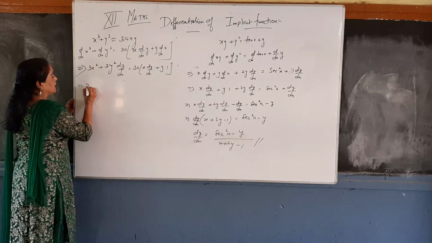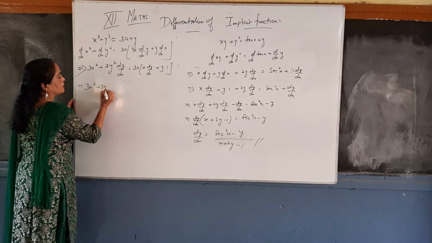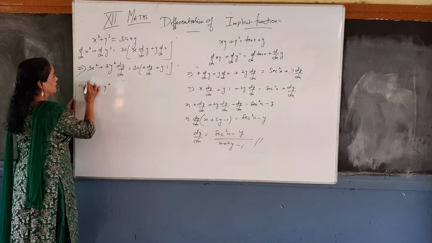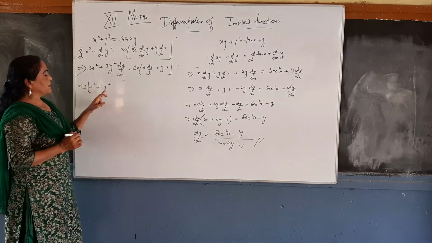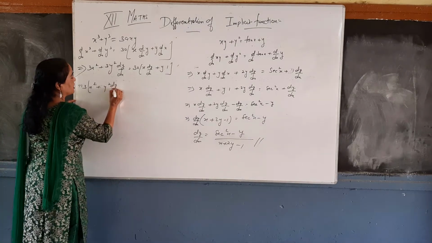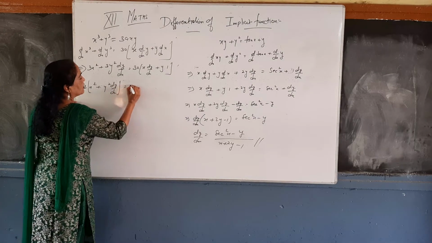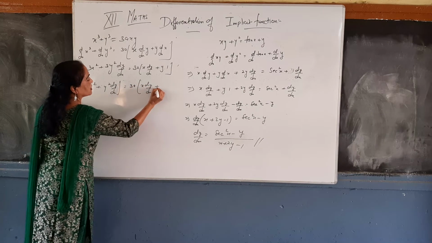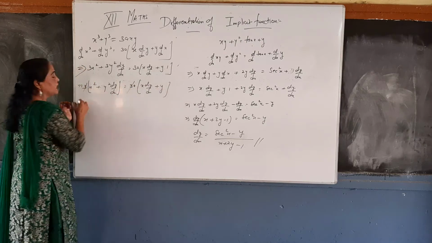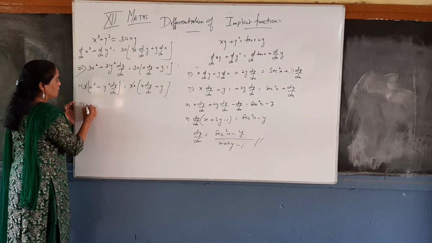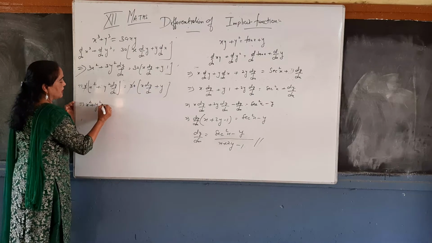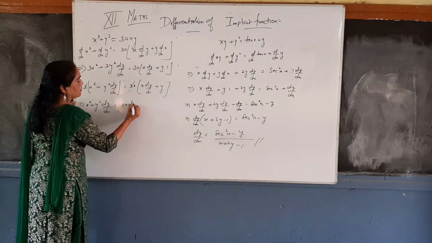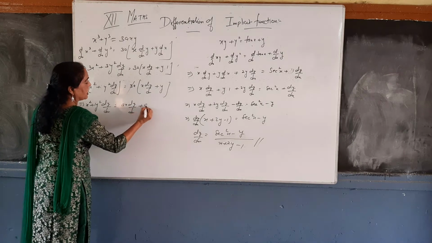Or for the 3x square plus 3y square dy by dx, we can take 3 common from here. So 3 into x square plus y square dy by dx is equal to 3a times x dy by dx plus y. Now this 3 cancels with this 3, or simplified, x square plus y square dy by dx is equal to ax dy by dx plus ay.